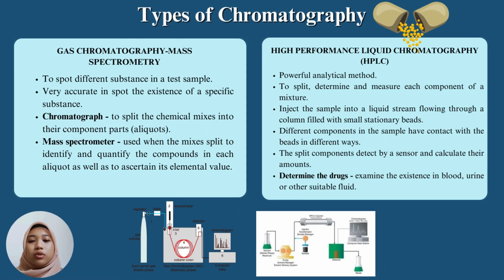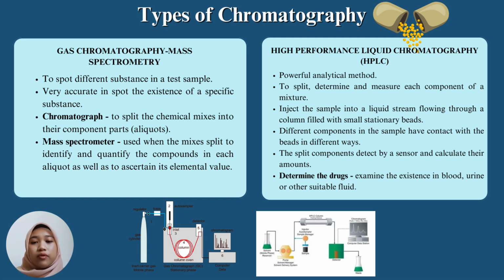Next, we found that there are many types of chromatography, but we only chose two types to explain the difference. The first is gas chromatography-mass spectrometry. The function is to spot different substances in a test sample. It is very accurate in spotting the existence of a specific substance.